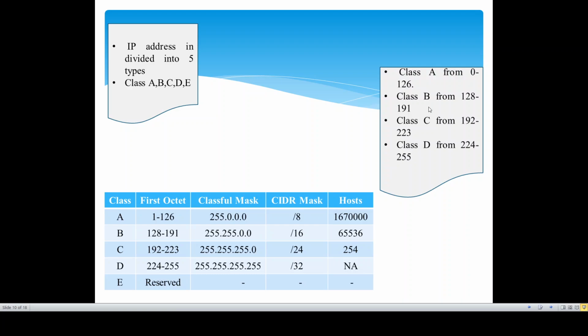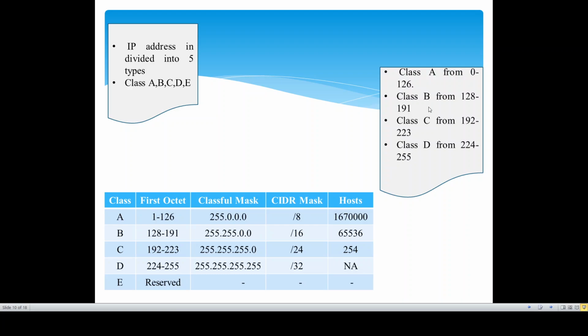So 8 plus 8 plus 8, 24. And for class D, it is 4 times 8. So 4 into 8, 32. So totally, if it is 4 8s, I mean 4 octets are on, it will be 32.